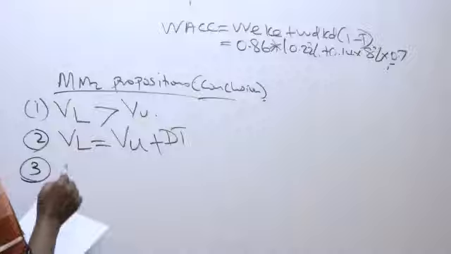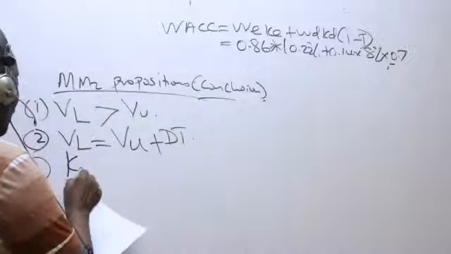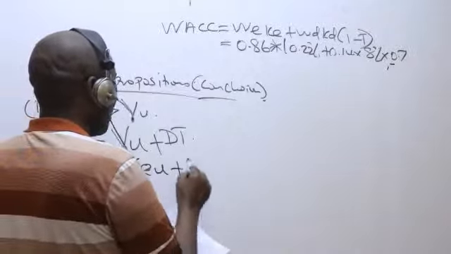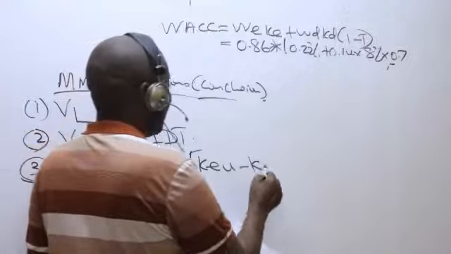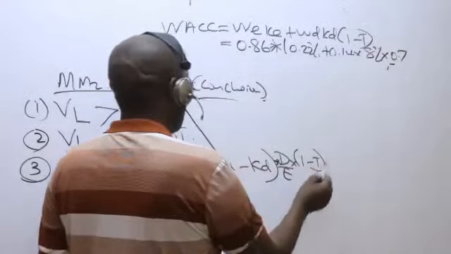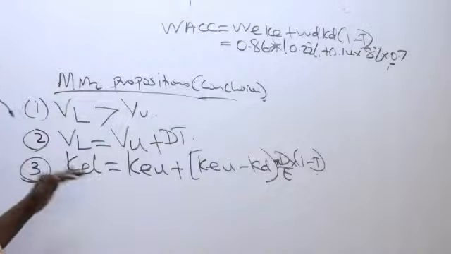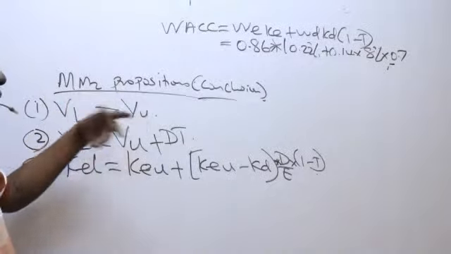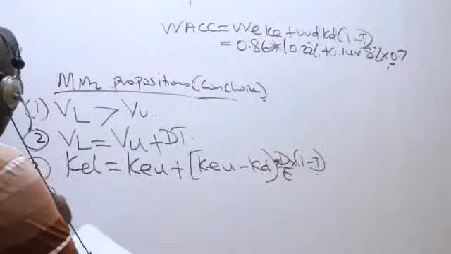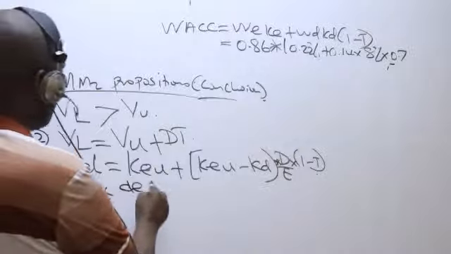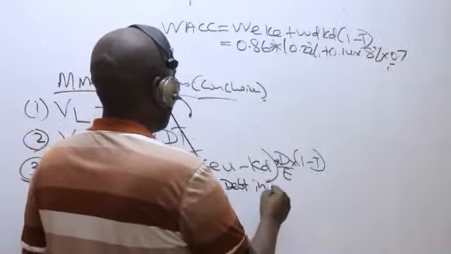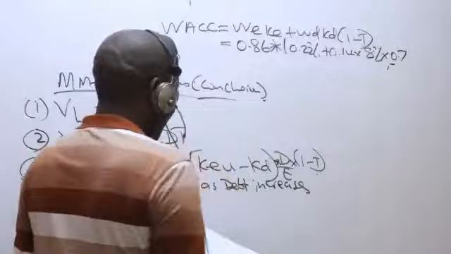Number three, we have another very important formula of KL, being equal to Q plus Q minus KD into D over E times 1 minus T. This is a very important conclusion: the cost of equity of a levered firm will keep on increasing. And lastly, number four, WACC decreases as debt increases.